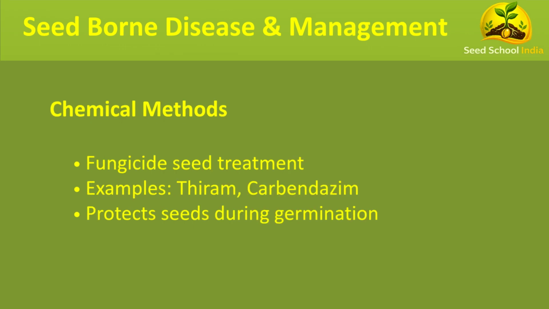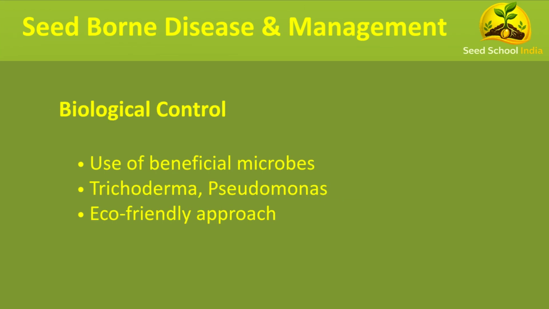Chemical seed treatment using fungicides like thiram and carbendazim protects seeds from fungal infections during germination. These treatments are widely used in the seed industry for disease management. Biological control involves the use of beneficial microorganisms such as Trichoderma and Pseudomonas. These organisms suppress harmful pathogens and promote plant growth in an eco-friendly manner.